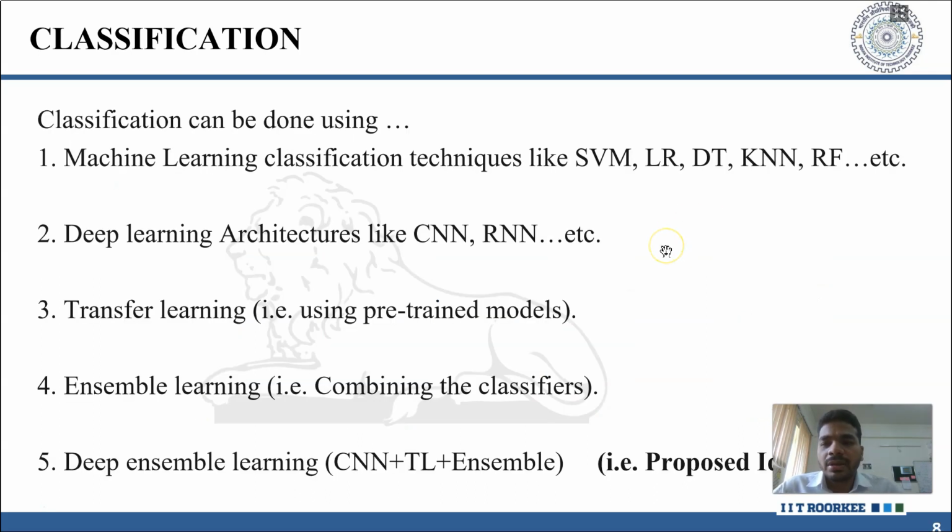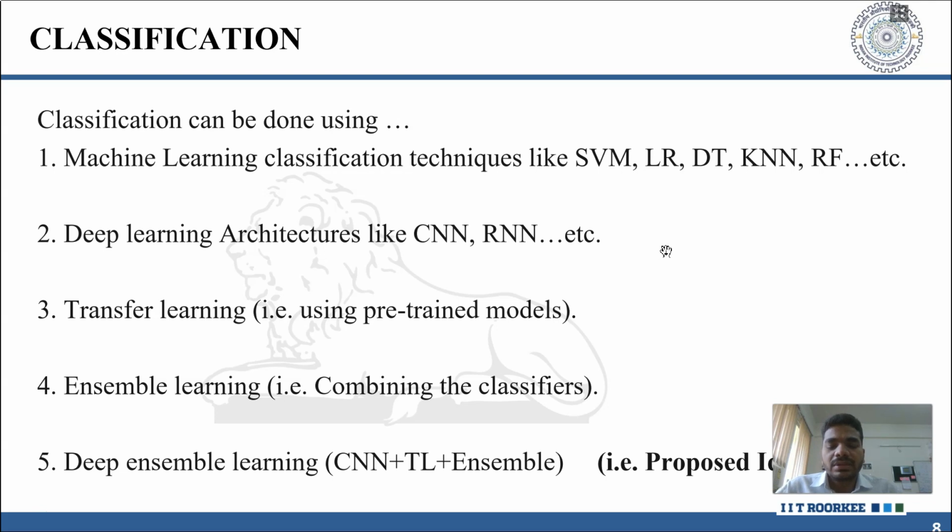Coming to the main point, classification can be done using different techniques. One is basic machine learning techniques like SVM, support vector machine, LR, logistic regression, DT, decision trees, KNN, K nearest neighbors, RF, random forest, and so on. There are many techniques. In the same way, in deep learning there are many architectures like CNN, RNN, LSTM, and so on.